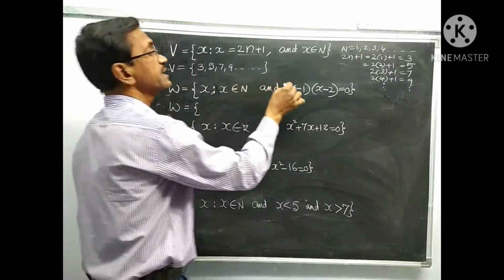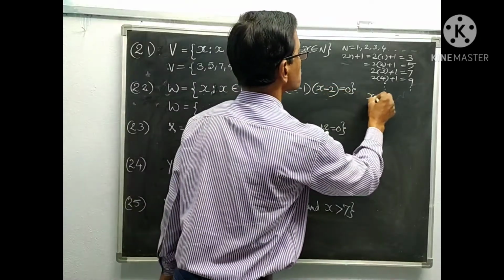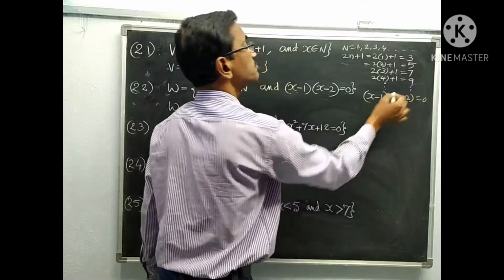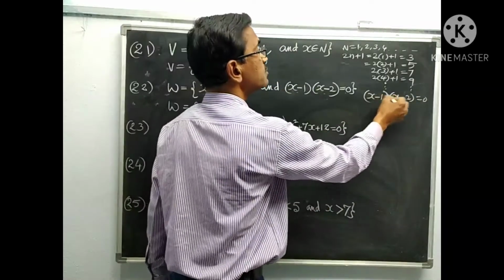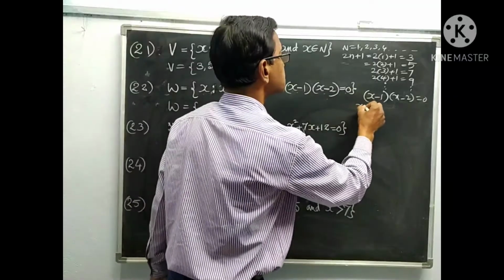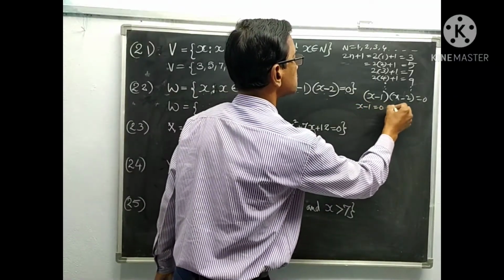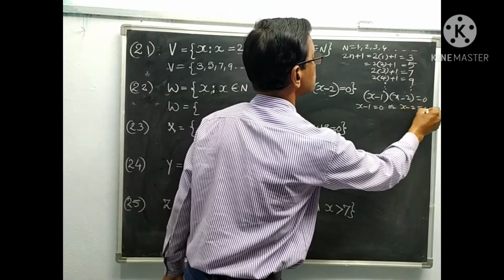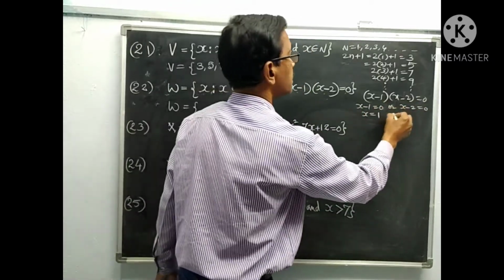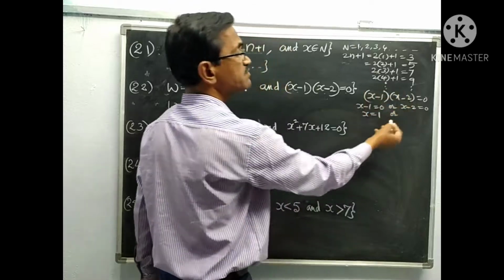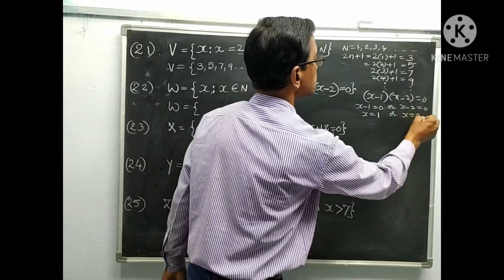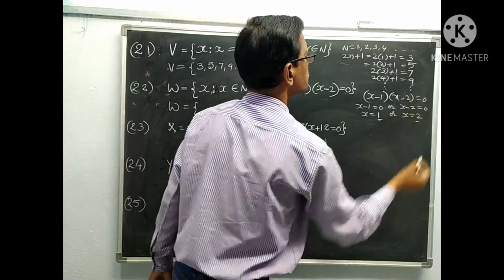You can guess here (x minus 1) and (x minus 2) is equal to 0. Here the product of two numbers is 0, so either may be equal to 0. x minus 1 is equal to 0 or x minus 2 is equal to 0. From this we get x is equal to 1, by transposing minus 1 as plus 1, and here minus 2 by transposing plus 2. So we get two values, 1 and 2.